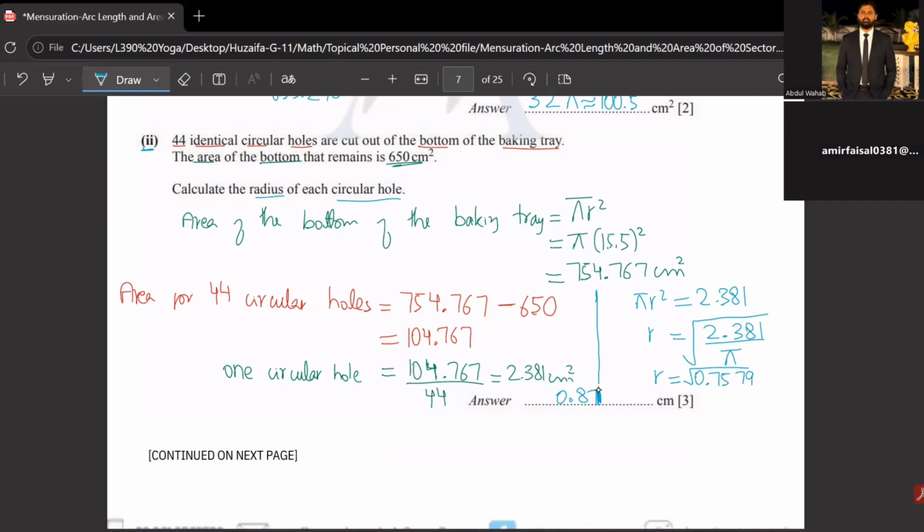So we make your answer in 3 significant figures, as the data given in your question is in 3 significant figures or 2 significant figures. You will write 0.871. Is that okay? Do you understand? I'll share the PDF with you.